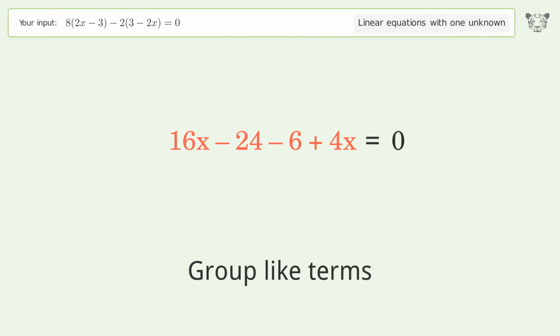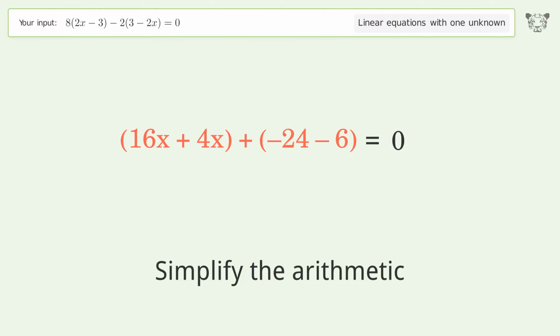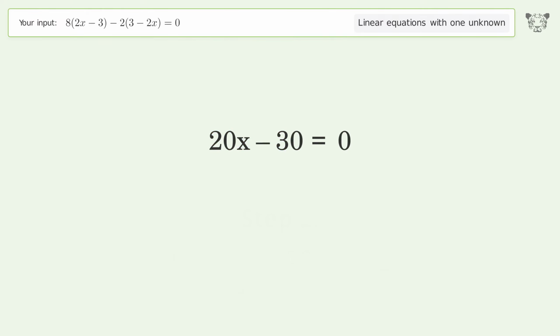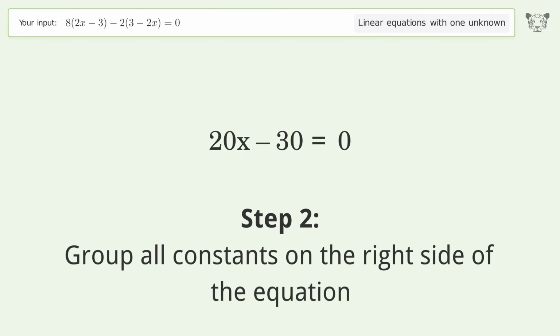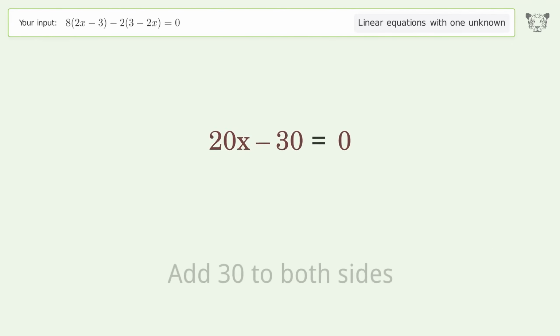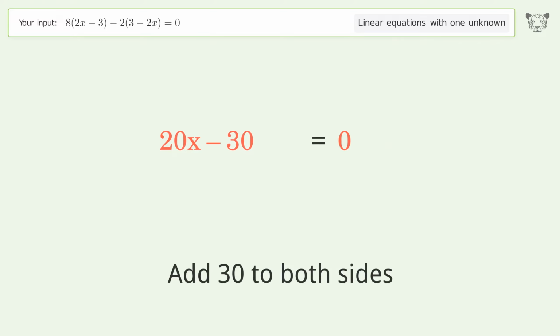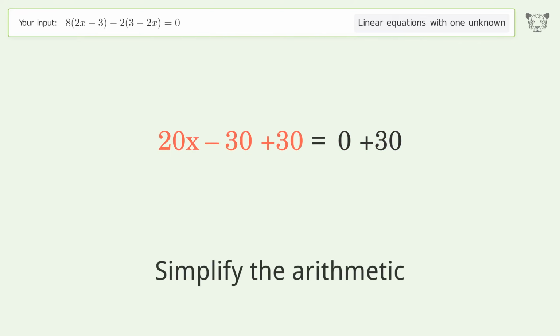Group like terms. Simplify the arithmetic. Group all constants on the right side of the equation. Add 30 to both sides. Simplify the arithmetic.